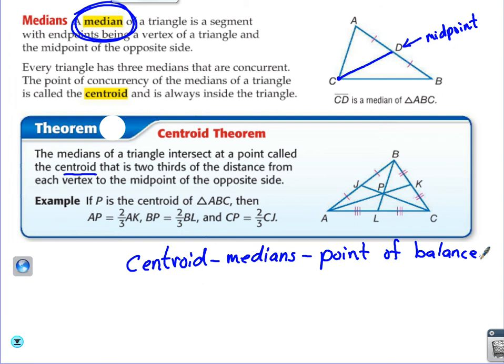Something else that's special about a centroid, and this to me is confusing. Let's word this some other way. If this is your centroid, you have a ratio. We've talked a lot about ratios this year. The ratio of AP to PK is always 2 to 1. What does that mean? AP is double PK. The ratio of BP to PL is 2 to 1. The ratio of PC to JP is 2 to 1. A centroid divides this triangle so that you have a 2 to 1 ratio of one part of the median to the other part of the median.